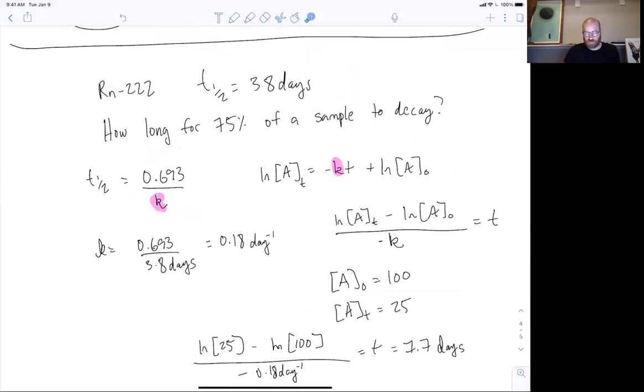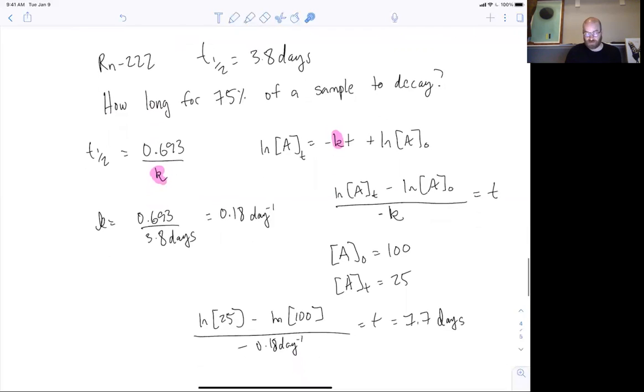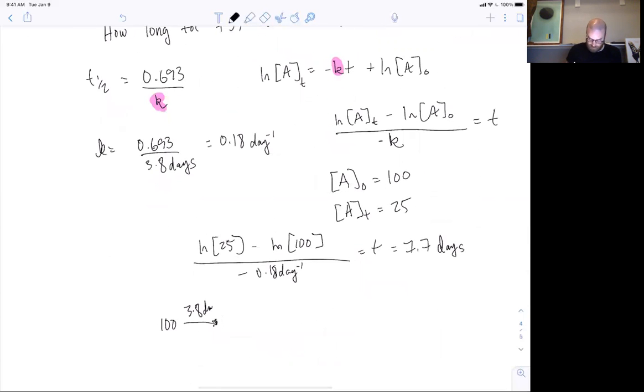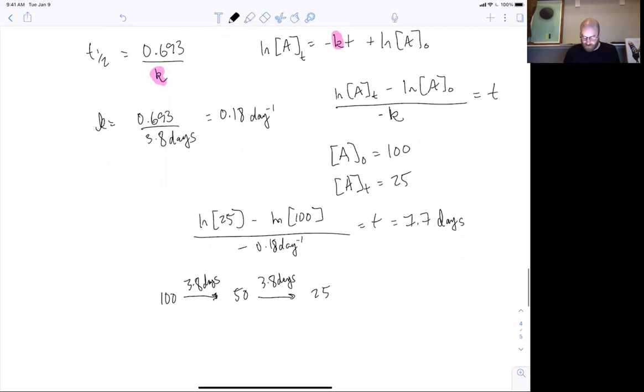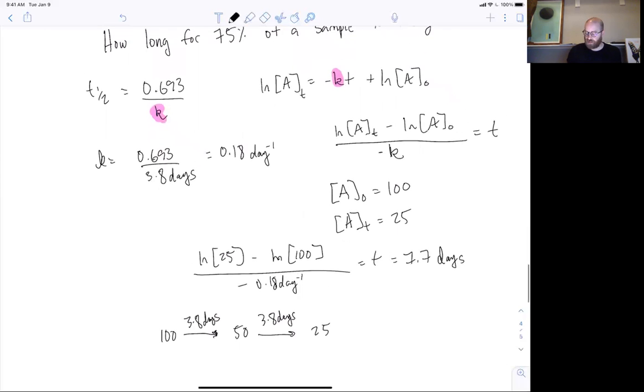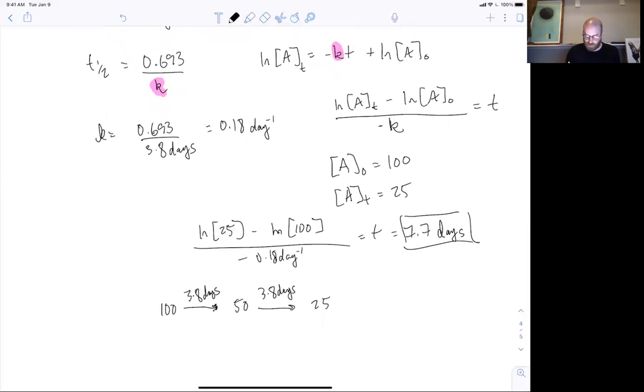If the half-life is 3.8 days, there's probably a way to do this analytically, since it's such an easy number to deal with. If we start out with 100, then we know after 3.8 days, we'll have 50. And after another 3.8 days, we'll have 25. So that's the easier way to do it. I come out with 7.6 if I do it that way. But either way works. They both take you to 7.7 or very close to 7.7 days.